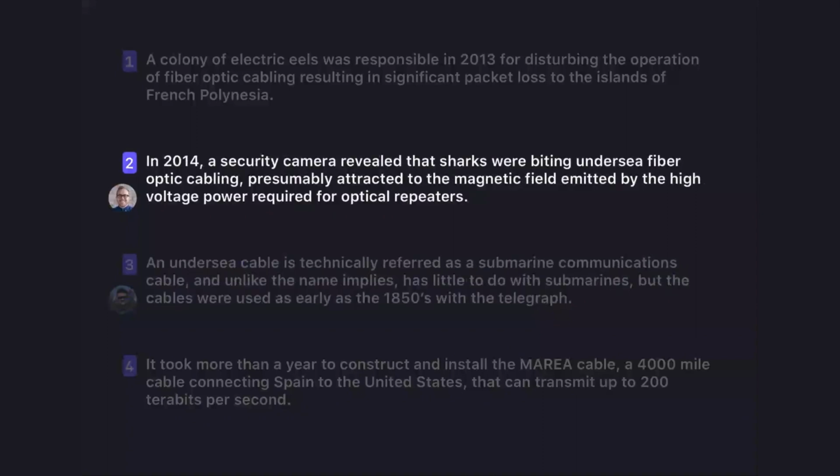Going on to number 2. In 2014, a security camera revealed that sharks were biting undersea fiber optic cabling. They were attracted to the magnetic field emitted by the high voltage power lines that were needed for the optic repeaters. These are needed roughly every 100 kilometers to keep the cable going, because light can only go so far on a skinny little fiber optic cable before losing or getting out of phase with itself. So it gets blurry and wouldn't be as crisp, so you can't transmit as much data reliably.